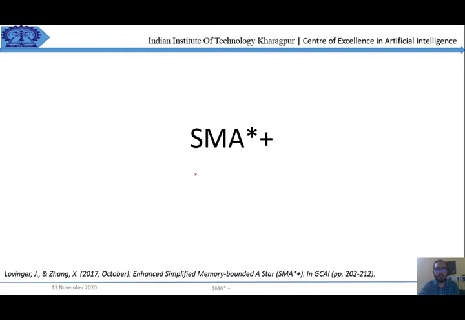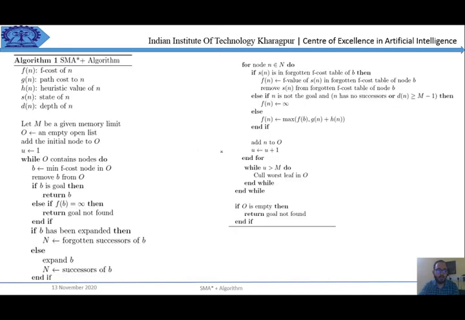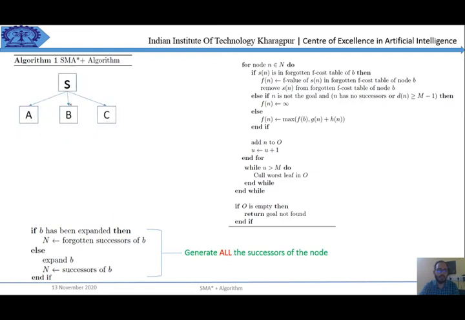Then came the SMA star plus algorithm, in 2017, in the paper by Lovengra J and Jeng Sung. They said they enhanced the SMA star in SMA star plus. I will not take an example, I will just put down where the differences lie from the SMA star algorithm. The first difference is that it generates all the successors of the node. That is, suppose this is the starting node, and these are the three nodes that are successors of the particular start node.